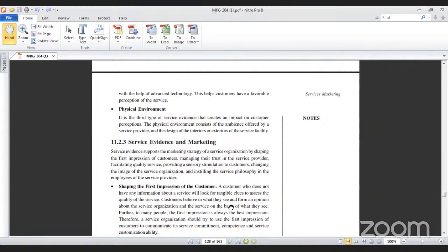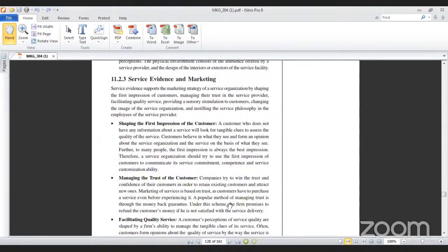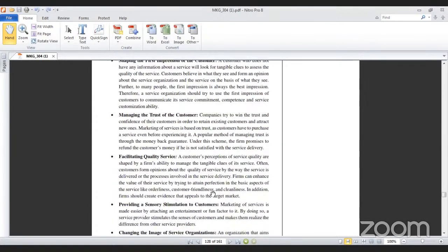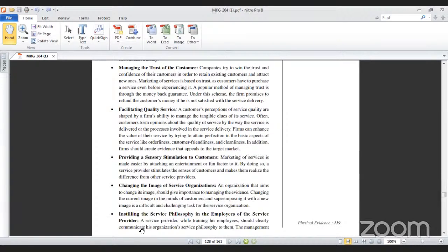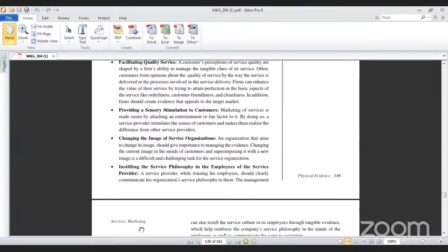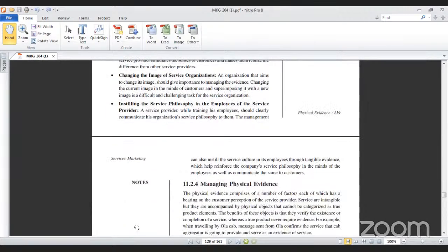Next, the tactics: shaping the first impressions of the customer, managing the trust of the customer, facilitating quality service, providing sensory stimulation to customers, changing the image of the service organization, instilling the service philosophy in the employees of the service provider.